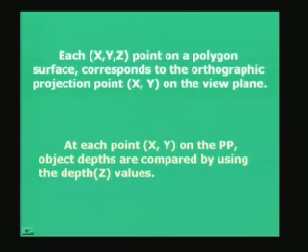Then the reverse is also true: at each point XY on the projection plane, which you remember from the 3D viewing pipeline that we discussed in the previous class, object depths have to be compared, using what we call the Z values. So, now if you have two planes, plane 1 and plane 2, and I take a projection plane to your right, at a certain point XY, that point XY will correspond to a point X Y Z1 for polygon plane 1, and for polygon 2 it will be a corresponding other point.